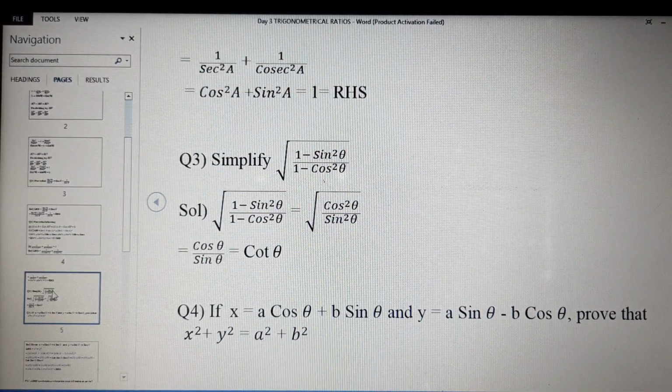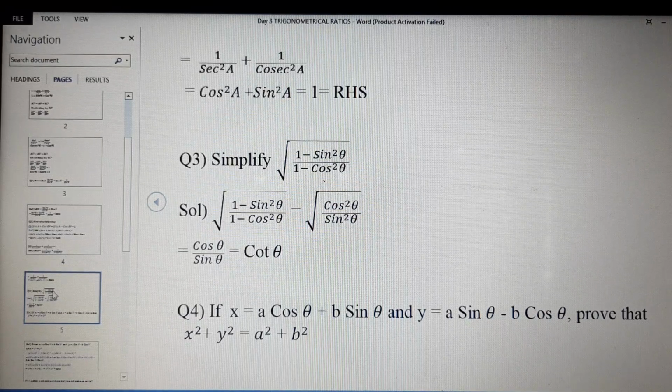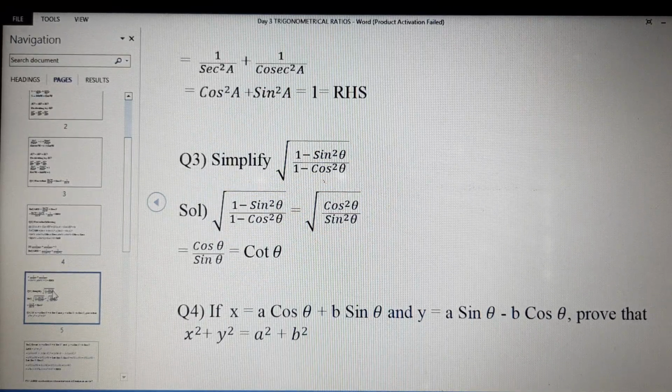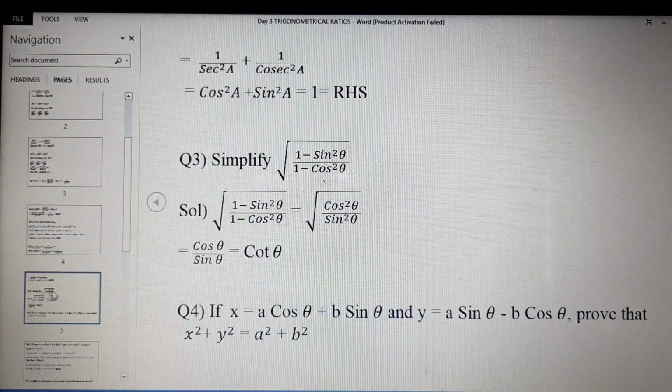Moving on to the next question, it is simplify: under root, (1 − sin²θ) divided by (1 − cos²θ).